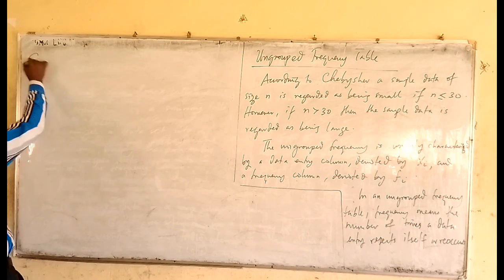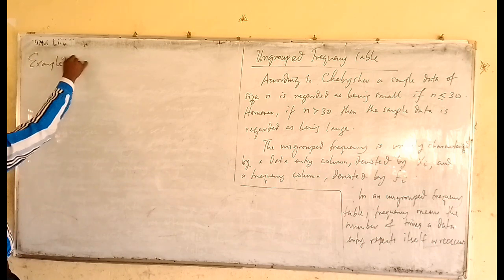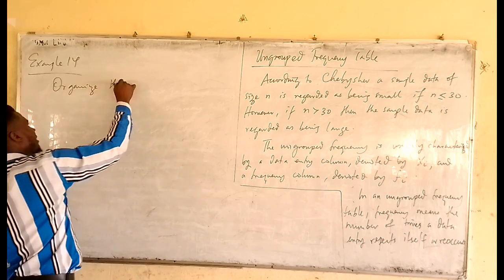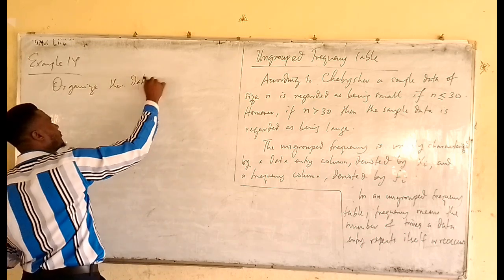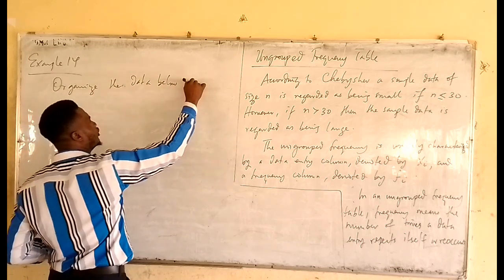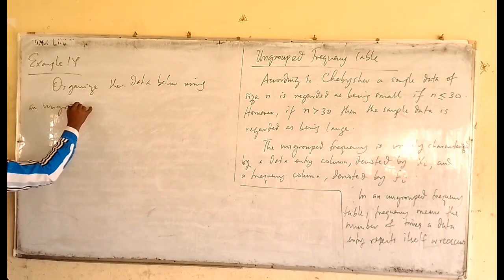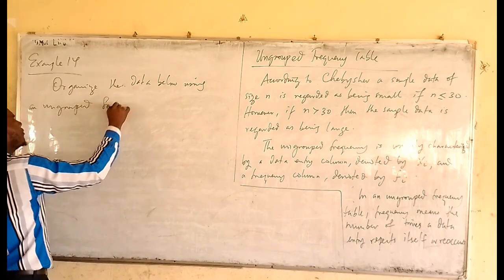Now, example number 14. Organize the data below using an ungrouped frequency table. Is it an ungrouped frequency table?